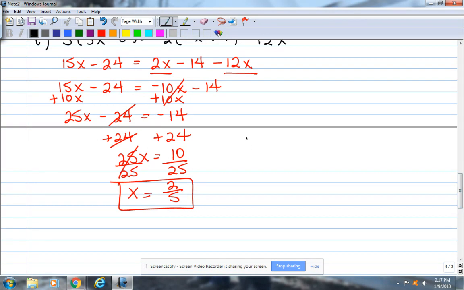All right, I want you guys to try this one. -4 times (2x plus 5) equals 2 times (-x minus 9).